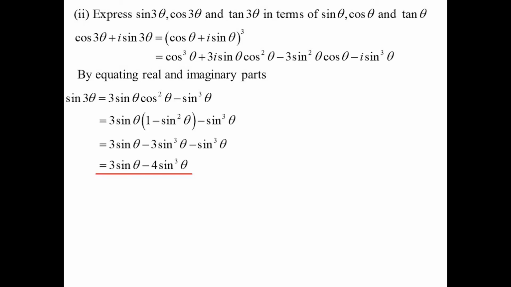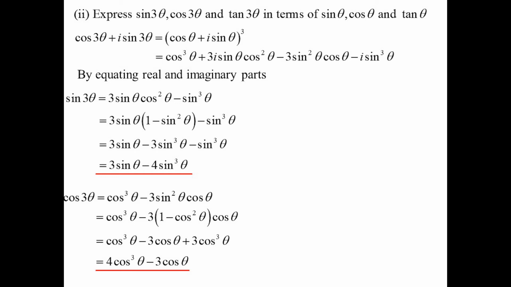If I wanted that just in terms of sine, so that it matches up, then we can sub in 1 minus sin²θ for cos²θ, expand out, play with the algebra, and we come up with 3 sin θ minus 4 sin³θ. And cos 3θ, similar thing, we get 4 cos³θ minus 3 cos θ.